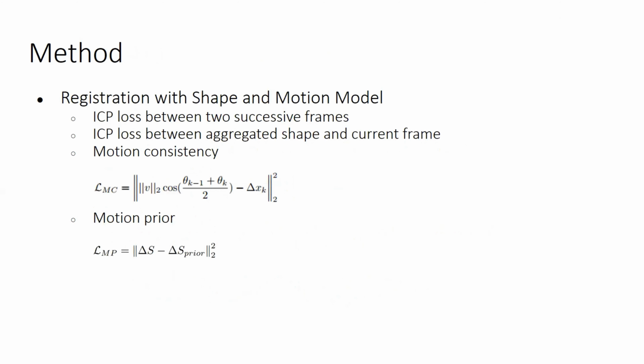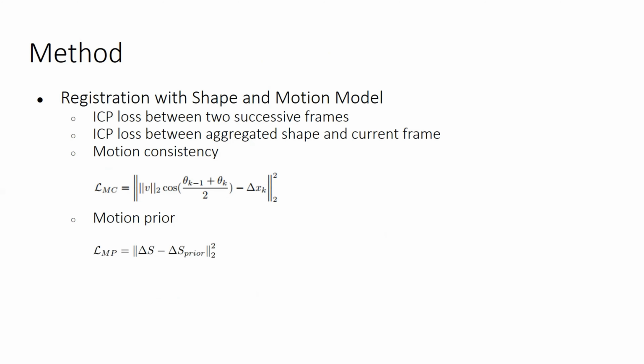The method we adopt is a very simple baseline. For the technical part, it's very simple. It's an optimization-based method to optimize the states we are interested in given the inputs. It consists of four terms. The first two are the ICP losses between two successive frames, and between the aggregated shape and the current frame. This serves as a registration between the point clouds.